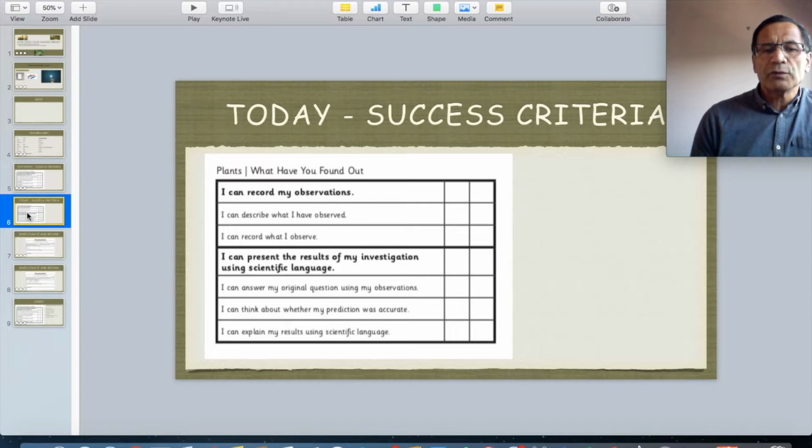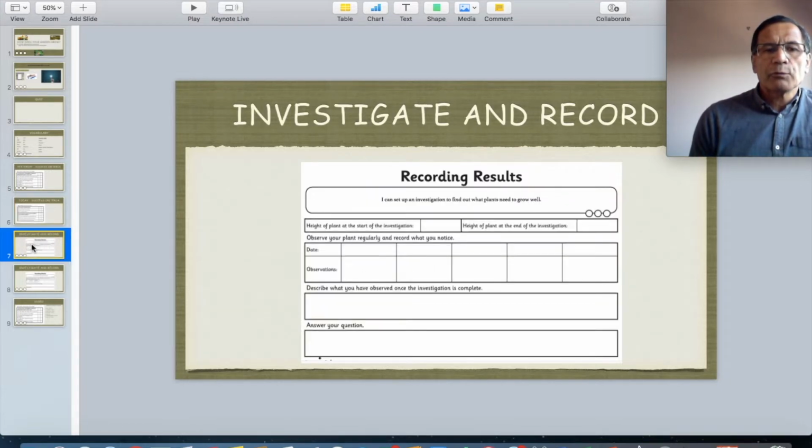So we can record observations, you can describe the observation, and you can record what you've observed. And then of course below that I can present the result of my investigation using scientific language. Well, if you write anything about what you see, then hopefully you'll be able to use the scientific language that we've been developing as we go along. So we can finally stop here, investigate and record.